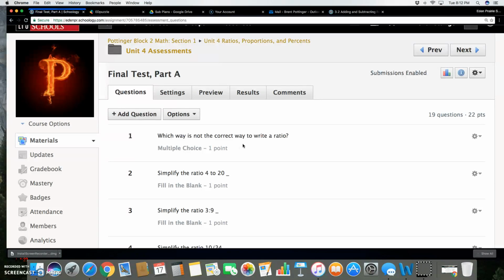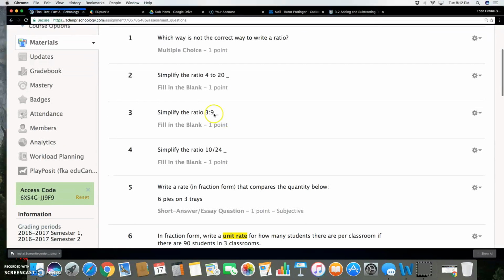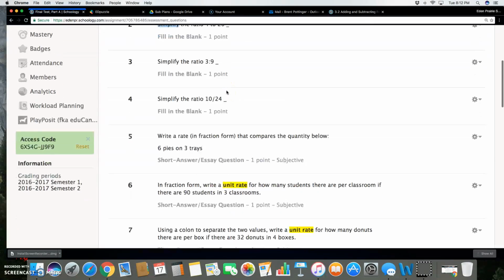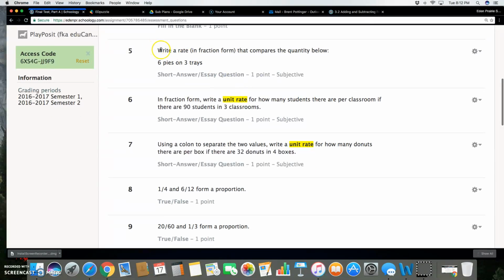Number 1 is a multiple choice, self-explanatory. 2, 3, and 4 tell you that you need to simplify the ratio. Hopefully you remember what simplify means. I'm going to skip through 2, 3, and 4 and down to number 5. Number 5 says write a rate in fraction form comparing 6 pies on 3 trays. So again, all I need is a rate in fraction form comparing those two different quantities and units.